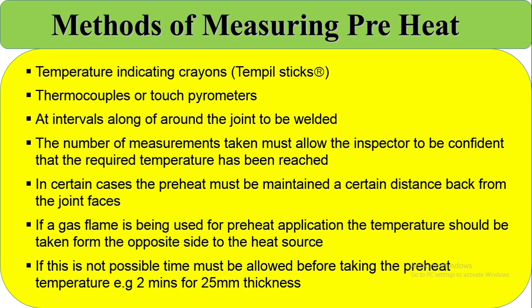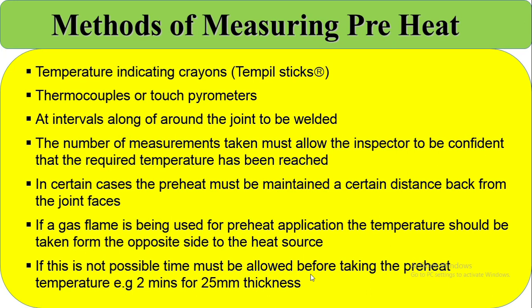If a gas flame is being used for preheat application, the temperature should be taken from the opposite side of the heat source. So if you are using a gas flame for a particular joint, you have to use the temperature gun on the opposite side of the heat source to measure the preheat. If this is not possible, time must be allowed before taking the preheat temperature. For example, you can allow 2 minutes for 25 mm thickness. So this is the method of measuring preheat.